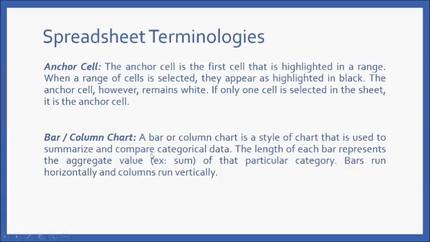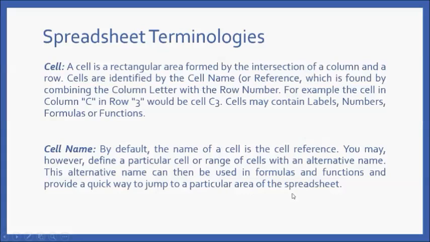Bar or column chart. So a bar or column chart is a style of chart that is used to summarize and compare categorical data. So the length of each bar represents the aggregate value of that particular category. Bars run horizontally and columns run vertically.